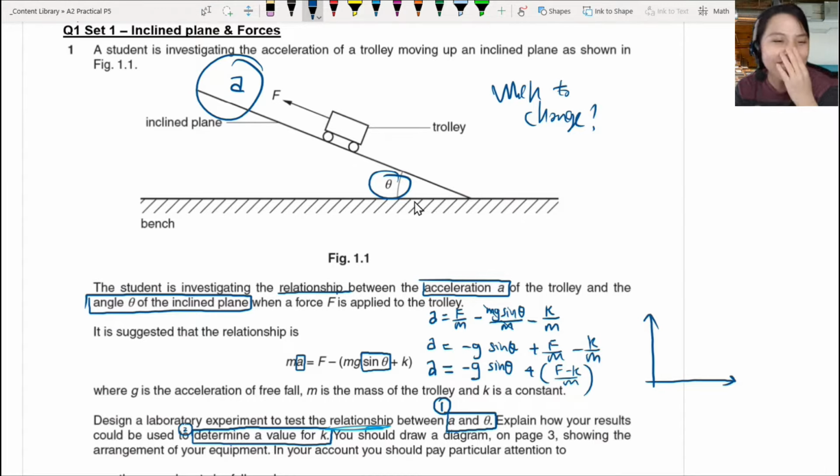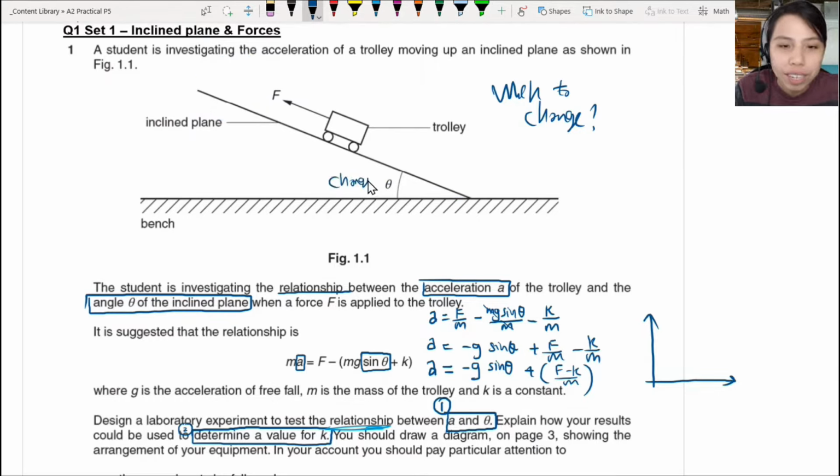It's easier to change the angle. Change acceleration means what? Wow, a bit hard. I would say change angle. You just tilt the slope higher, make it steeper, or very steep. Or make it not so steep. So I think we will change theta, and then we will see how the acceleration responds to that. So different A when you change theta.